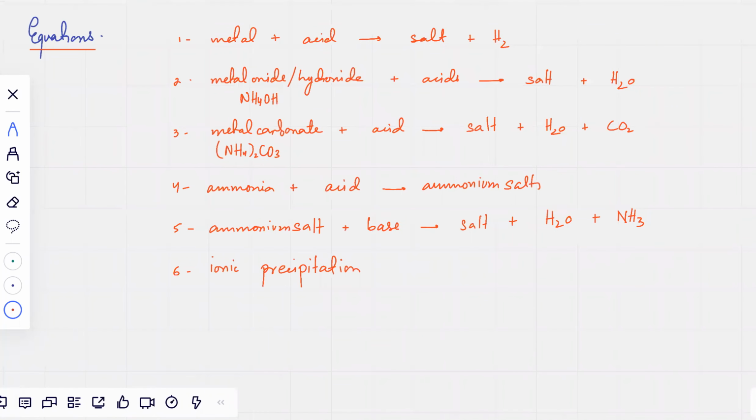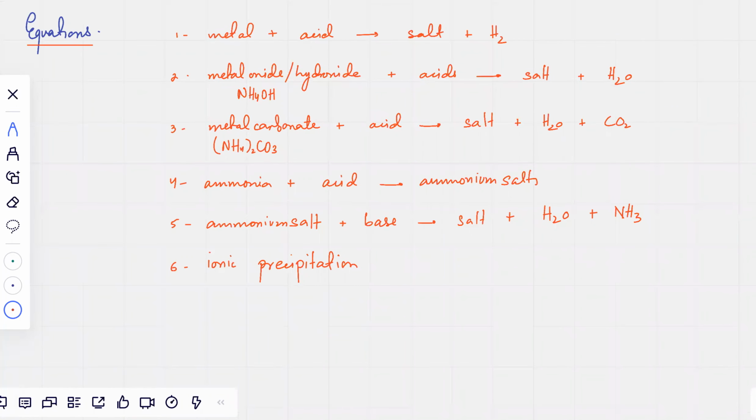And remember, equations are the most basic things. Equations must be on your fingertips. Like if somebody tells you that there's calcium phosphate, you should know what calcium phosphate is. If somebody says that there's aluminum carbonate reacting with sulfuric acid, you must know how to write that equation and balance that equation. Anyway, we reached ionic precipitation.